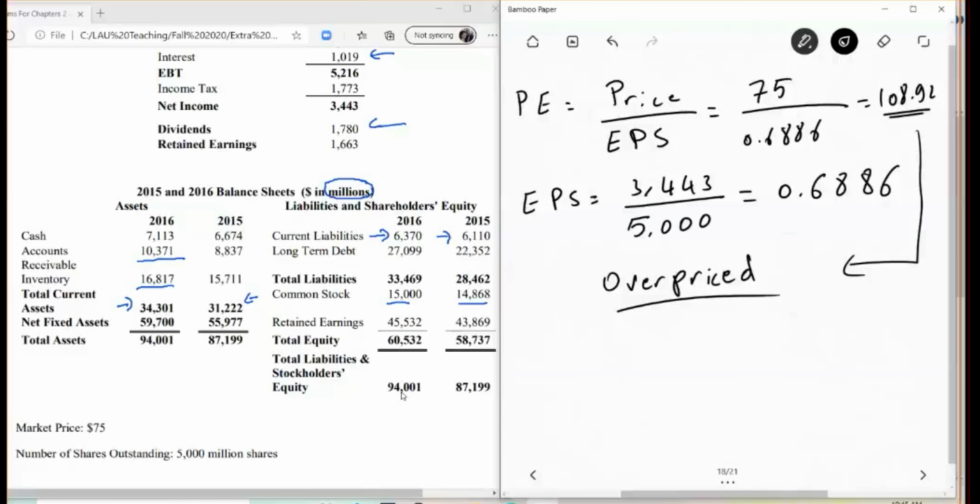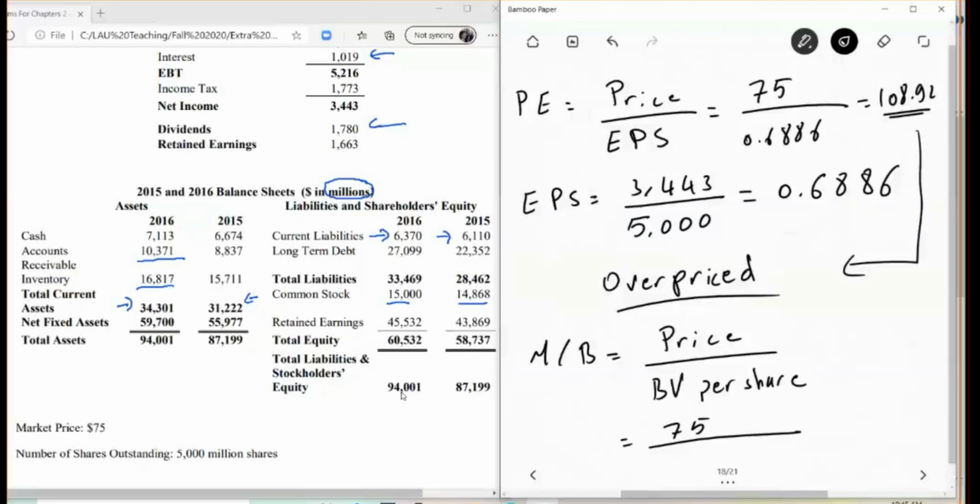Now, the market to book ratio equals the market price divided by the book value per share. So this is equal to $75. The book value per share is equal to total equity divided by the number of shares outstanding. So this is 60,532 divided by 5,000, and the answer is 6.2 times.